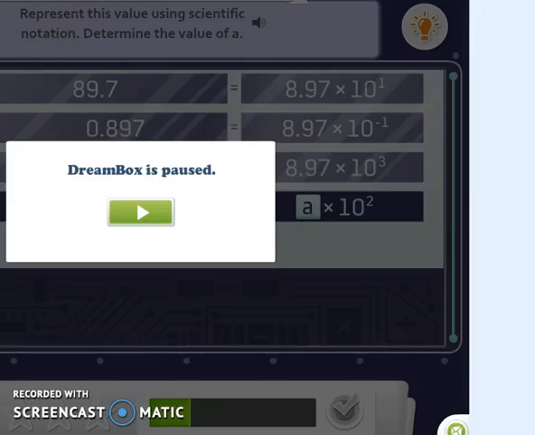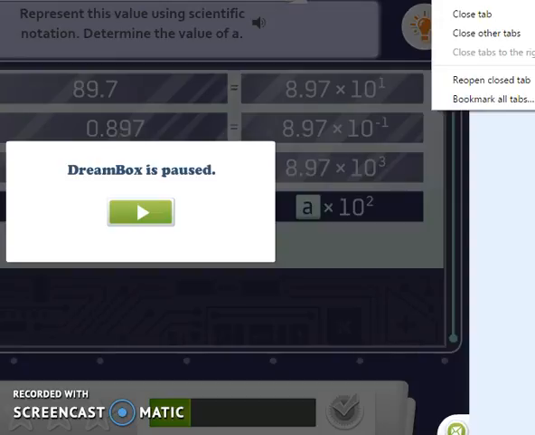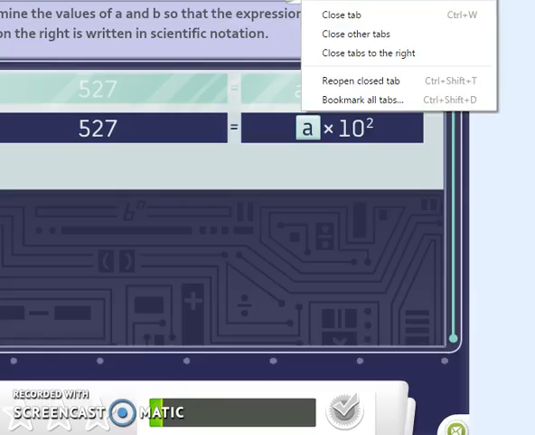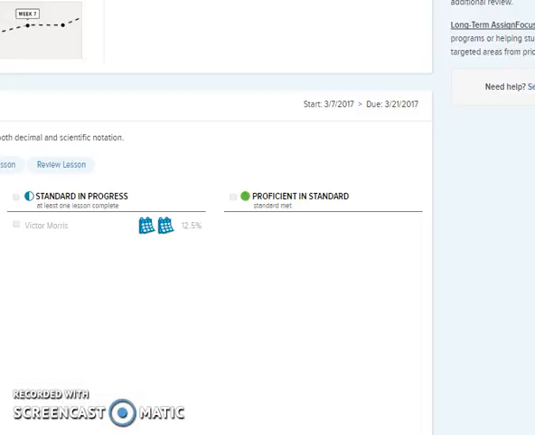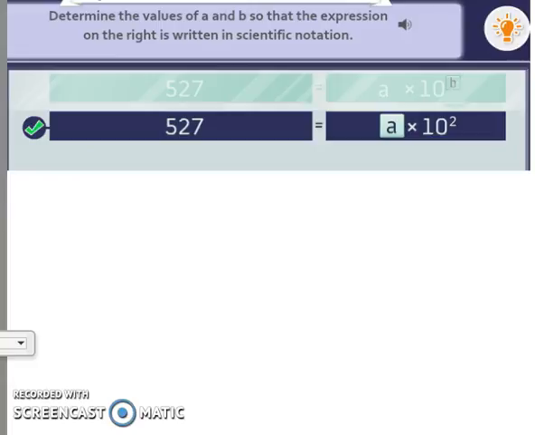So the last part of DreamBox that is in your assignment is the review. And what you're going to do, actually this is probably the easiest thing you can do.